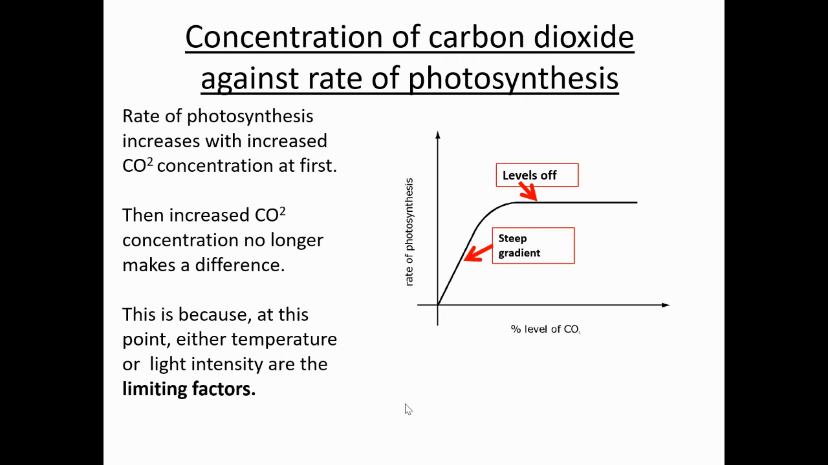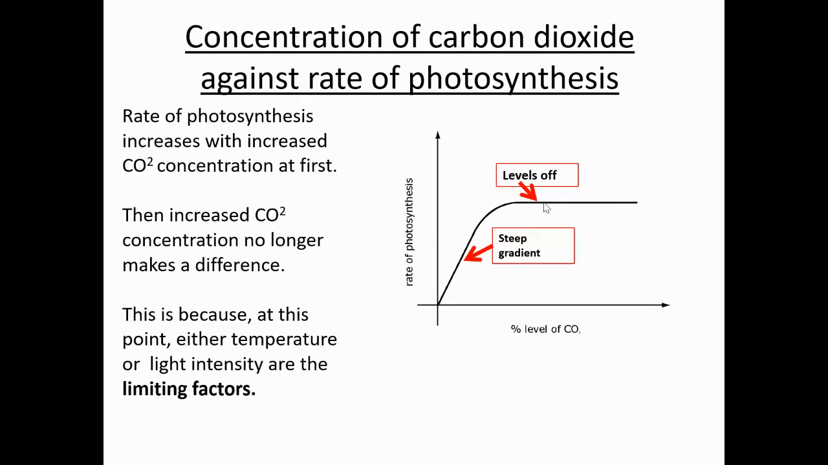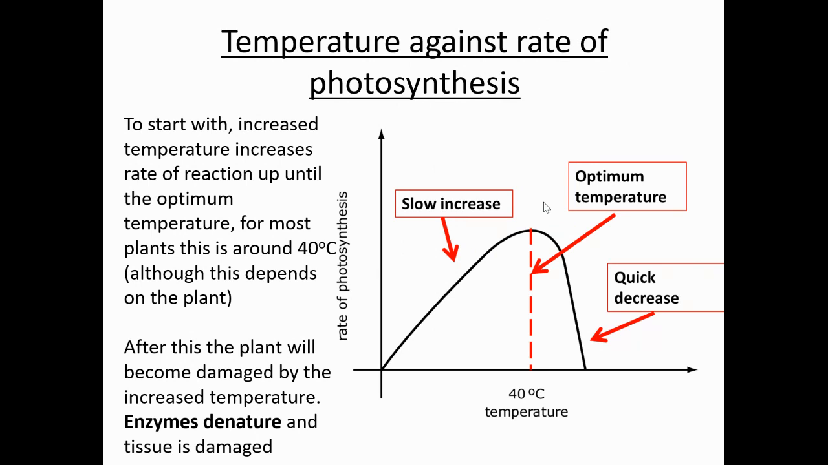It's a similar story for carbon dioxide concentration as well. So again, rate of photosynthesis increases with increased CO2 concentration at first, then increased CO2 concentration no longer makes a difference. This is because at this point, either temperature or light intensity are the factors that are limiting it. So very similar stories between light intensity and carbon dioxide. Temperature is a little bit different, obviously, because it's got a different shaped graph.